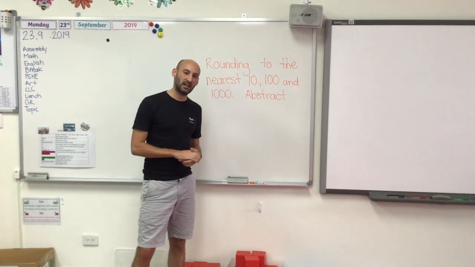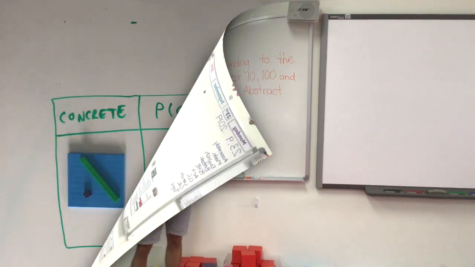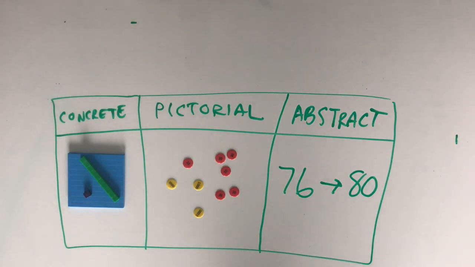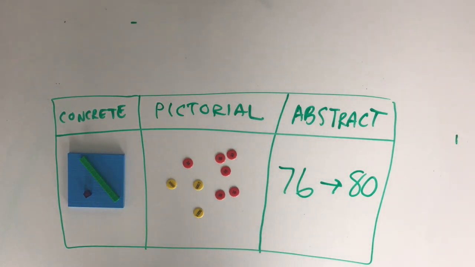Hi everybody, today we're going to have a look at rounding in an abstract way. Now we're looking at rounding in an abstract way, you need to be really sure about the value of each number. Remember, when we do it in a pictorial or concrete way, we have the manipulatives to help us. Now we're using the abstract way, we're just going to be looking at the numbers.